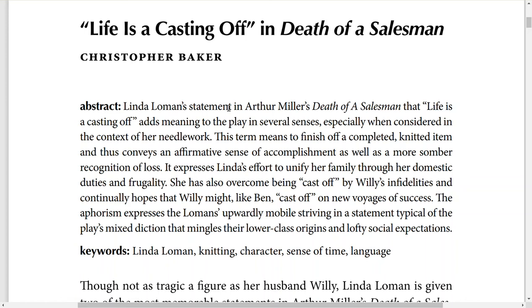Here in this title, we only have the focal point. That's why it's in quotation marks here. "Life is a casting off," quotation mark. That's a quotation from the text. So we just have the focal point. We don't have the argument. But it's still good enough. It's better than just saying an essay on Death of a Salesman. It's too general and doesn't give us any clues of what they are going to talk about.